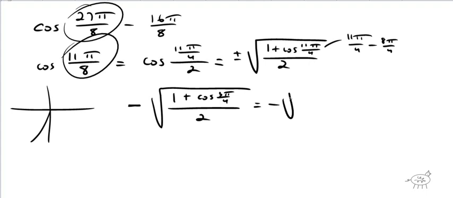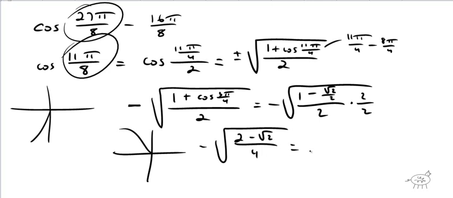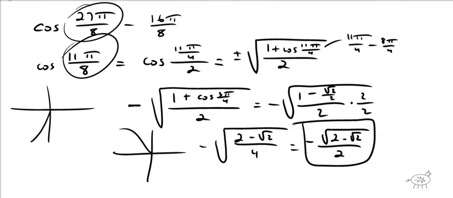And again, cosine of 3 pi over 4 is in this quadrant, so it's negative. So it's 1 minus root 2 over 2, divided by 2. Multiply by 2 over 2. To simplify that, we get negative square root of 2 minus root 2 over 4, and again we can pull that 4 out and we get negative root 2 minus root 2 over 2, and that's the answer.